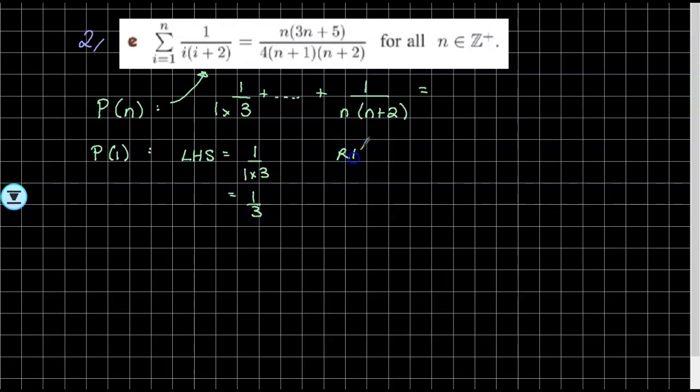Right-hand side, 1 over 1, 1 plus 2 is 3. Oops. It is 3, but it shouldn't be a plus, it needs to be a times. That's what happens when you rush. We get 1/3. We say this is the left-hand side, and you must say that P(1) is true.